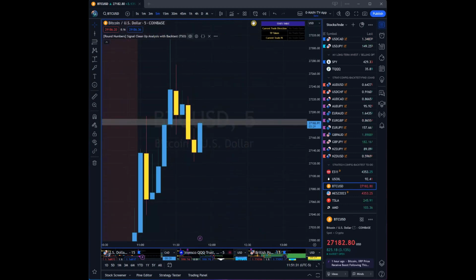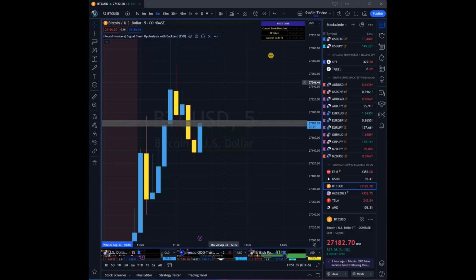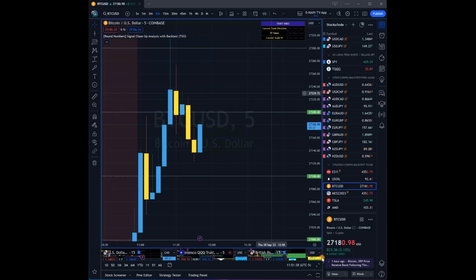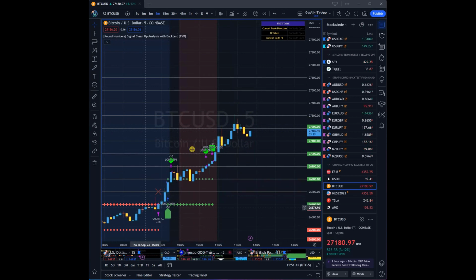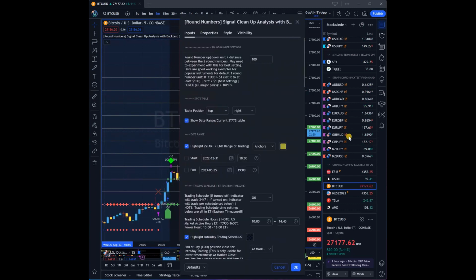So let's try to switch it to 100, for example. Now every $100, you can see there is actually some trading happening, because it now makes some sort of sense. I still think, well, it's not bad. It doesn't look good in terms of, it's unpredictable. But yeah, this is a bit too small of a number for Bitcoin.